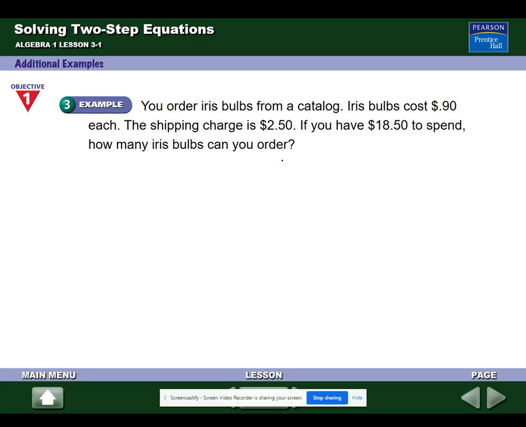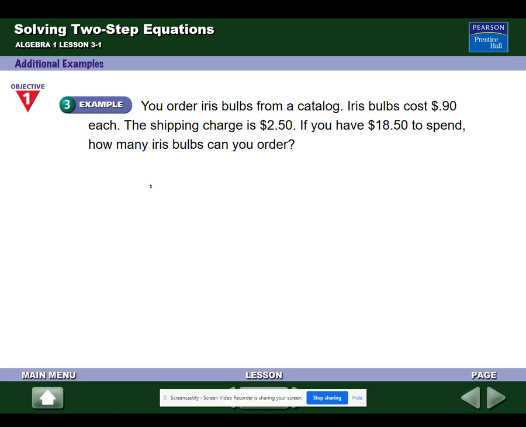Last one. You order iris bulbs from a catalog. Iris bulbs cost 90 cents each. The shipping charge is $2.50. If you have $18.50 to spend, how many iris bulbs can you order? Okay, so the $2.50 is a flat fee. Now I'm just going to convert everything to decimal. So 90 cents to me is $0.9 as it were. $2.5 is the cost for shipping, and you have $18.5 to spend.